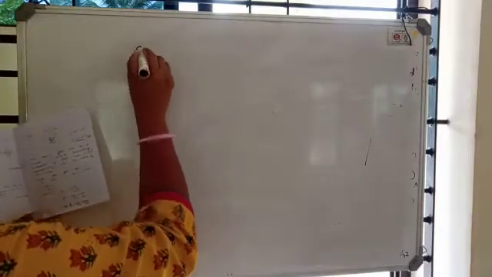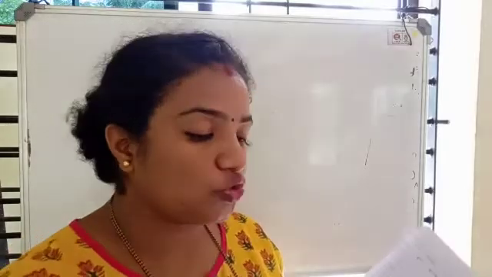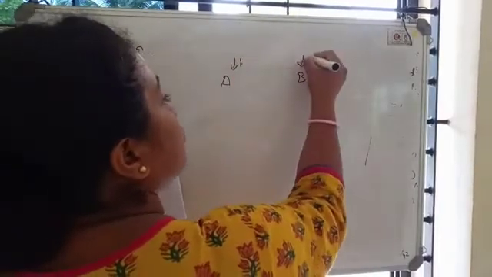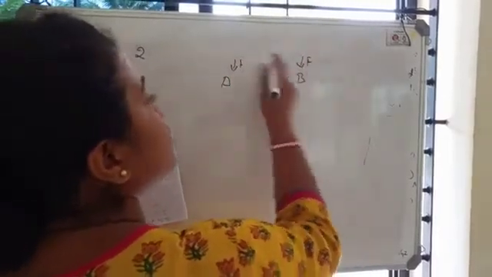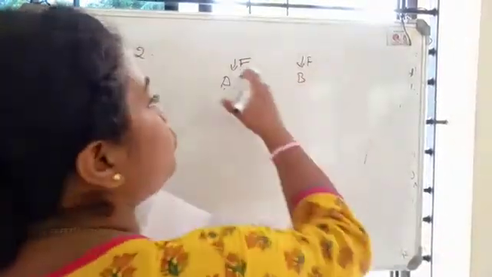The second question says, the same force acts on two masses A and B. So there are two masses A and B. There is some kind of force acting on them whose value is the same. The same force is acting on A and B. They have not given the value, so we are considering it as F.